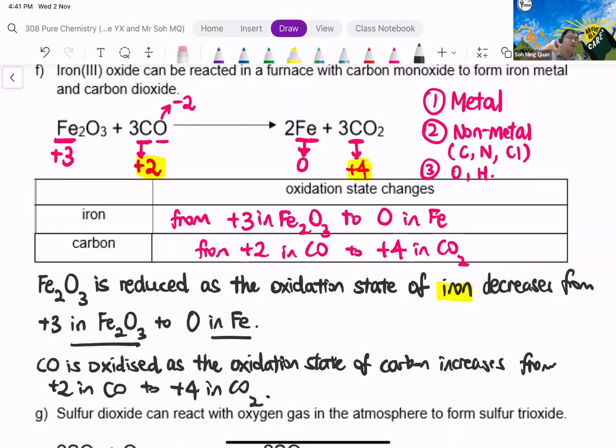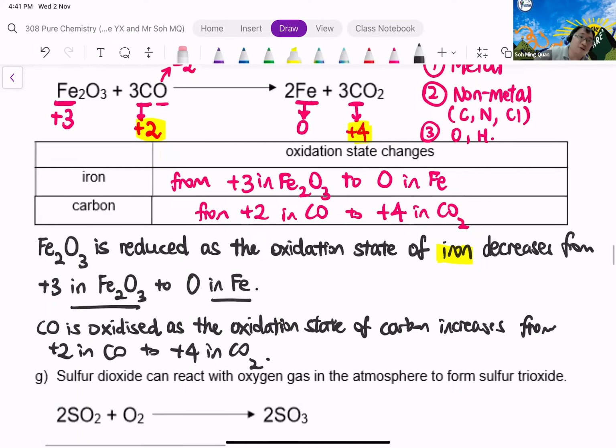Okay, this is how you get 2 marks out of 2. So you have to learn this format. And you learn it, of course, through practicing it. So that's why there are many practice questions for you to practice.